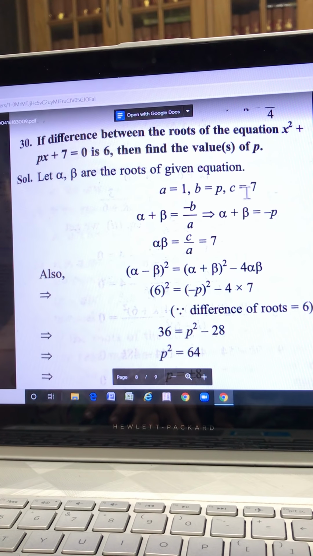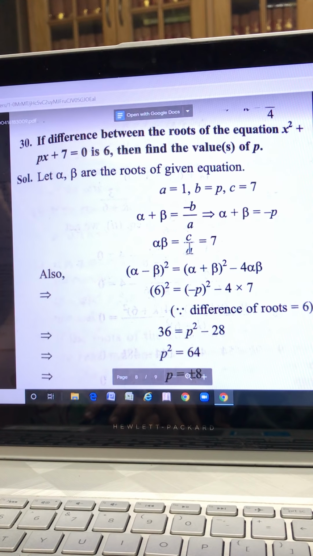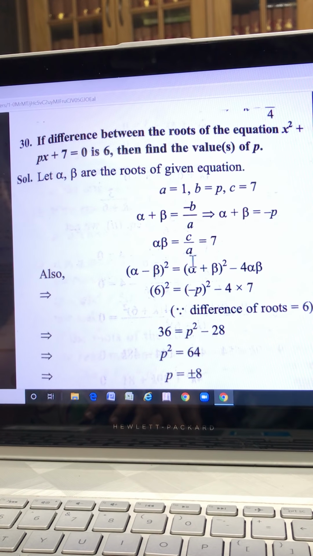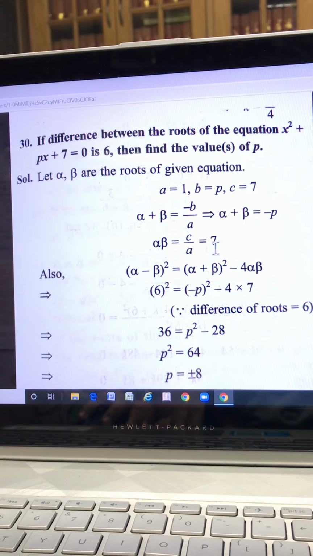So the sum of the roots has the value minus p, whereas the product of the roots is given by c upon a. C is the constant upon the coefficient of x square. Here the constant is 7 and the coefficient of x square is 1, so 7 upon 1 gives you 7. So you have the value of alpha plus beta as minus p and alpha into beta as 7.